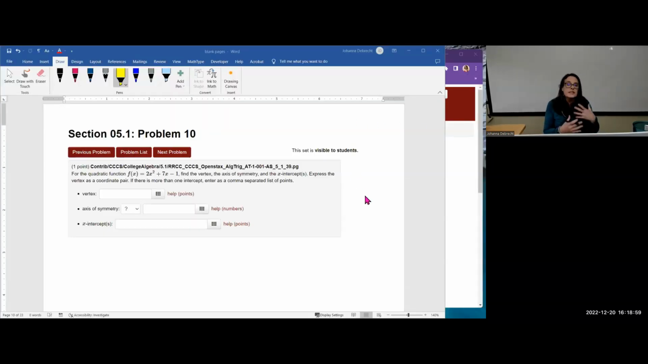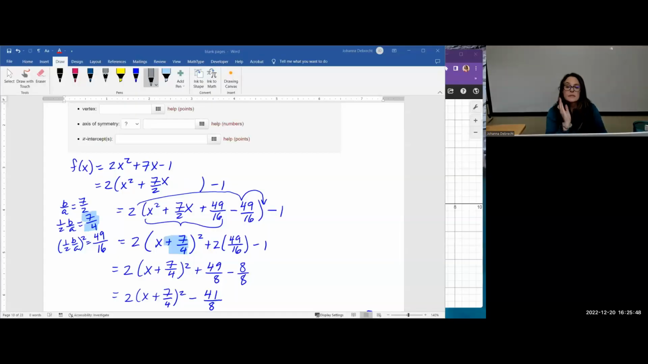So this problem is exactly like the last one. They want us to find the vertex, the line of symmetry, and the x-intercepts. So because we've demonstrated that technique, I want you to pause the video, go work it out, then turn the video back on and we'll compare our answers. And I'll be sure not to mess it up this time.